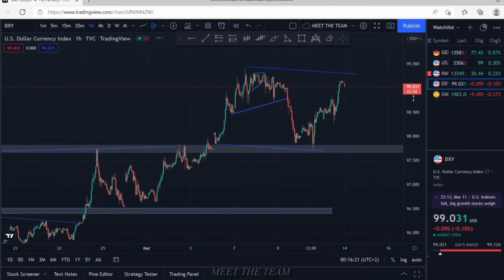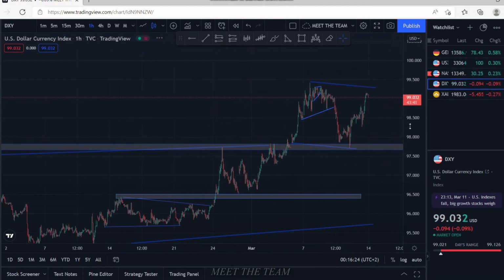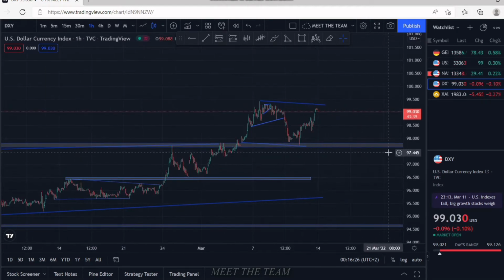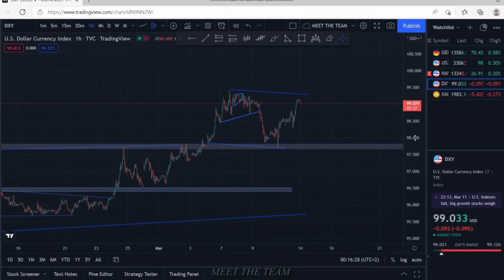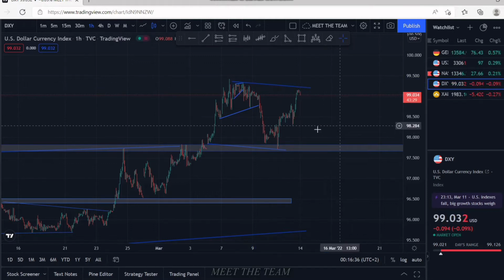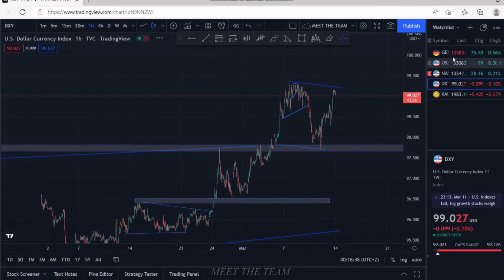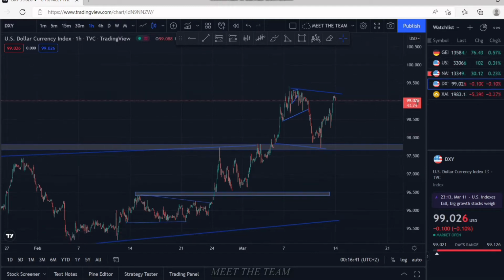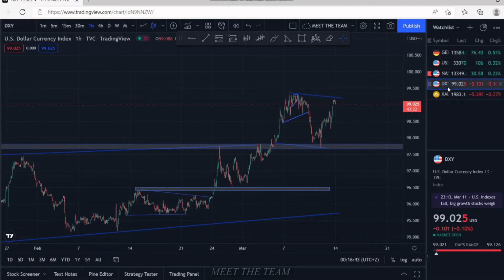As you all know, the reason why we're trading DXY is to get the proper direction for these three indices. The relationship between DXY and these indices is that they're inversely proportional. If DXY pushes to the upside, the indices push to the downside.